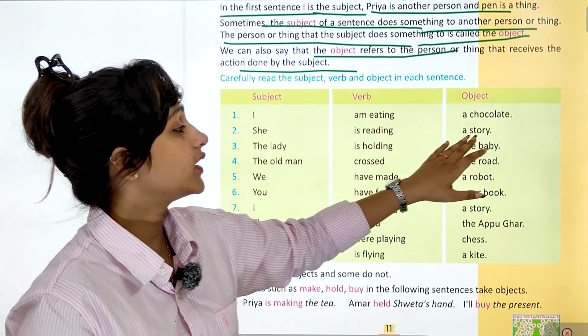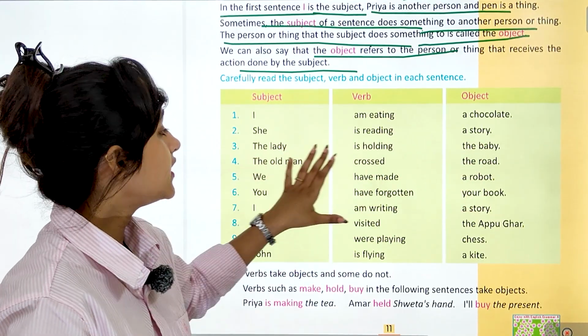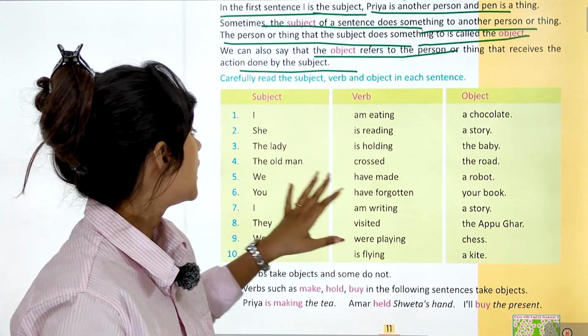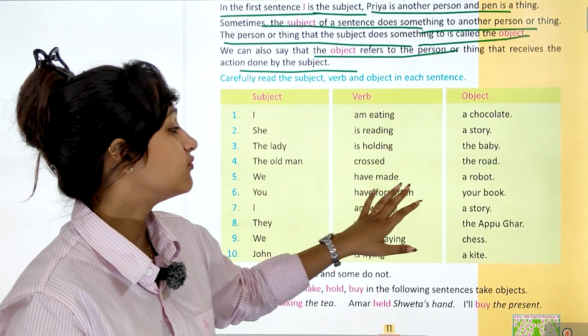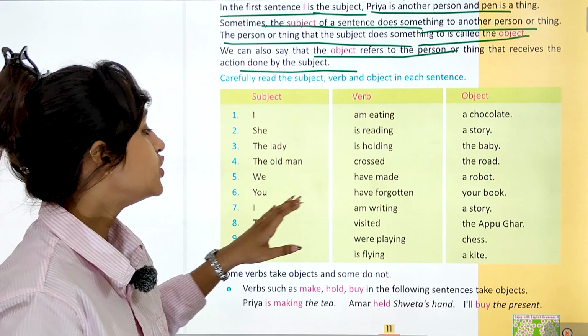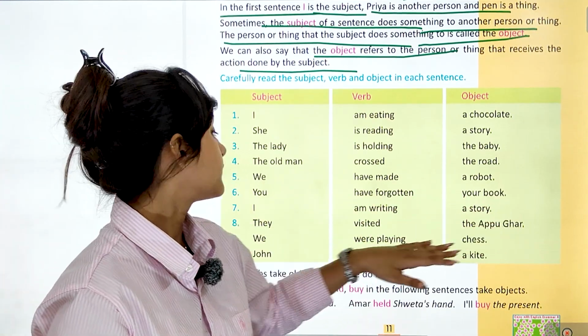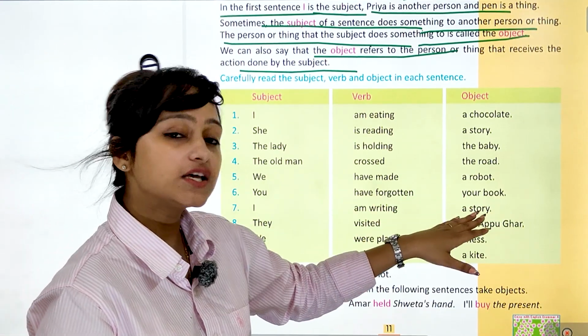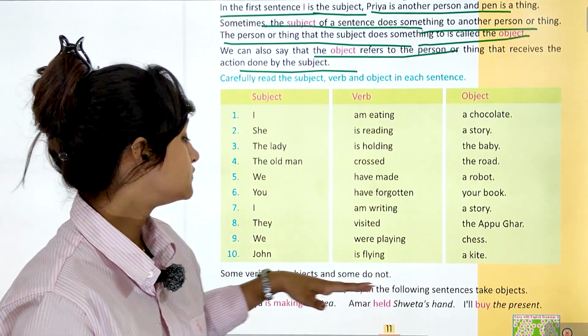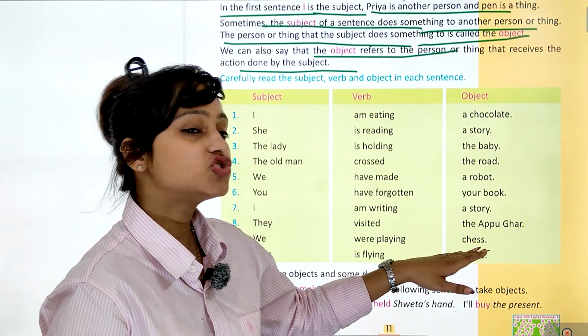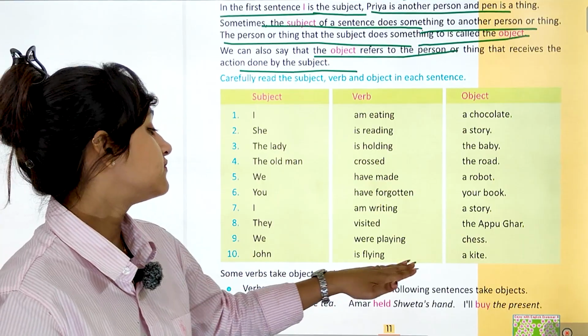She is reading a story. The lady is holding the baby. The old man crossed the road. We have made a robot. You have forgotten your book. I am writing a story. They visited the Apu Ghar. We were playing chess. John is flying a kite.